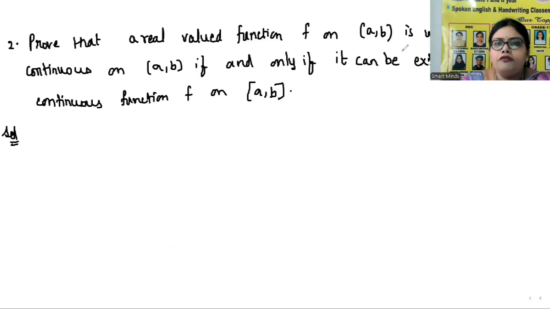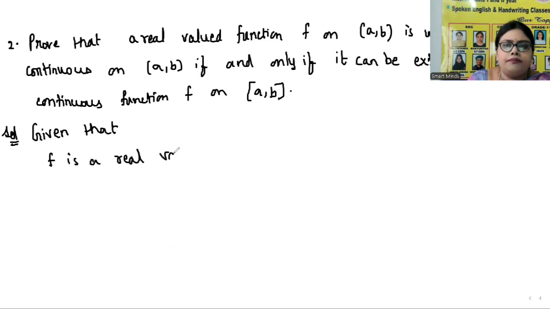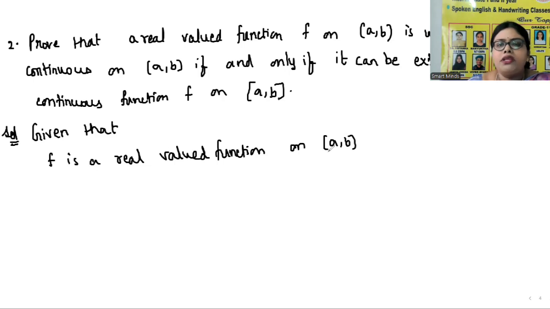Prove that a real valued function f on open interval (a, b) is uniformly continuous on open interval (a, b) if and only if it can be extended to a continuous function f bar on closed interval [a, b]. So let's see how do we prove this. So first we will write what is given to us. Given that f is a real valued function on open interval (a, b). Open interval means it lies between a and b, excluding a and b.